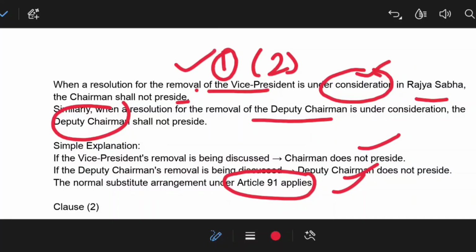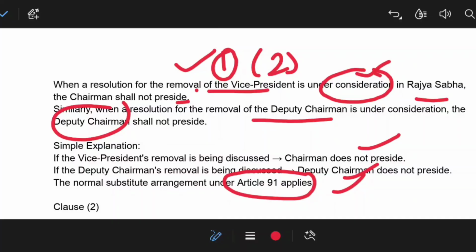In clause 1, when the vice president is acting as president and the deputy chairman is also absent, then who will preside? That will be decided by the president. In the second case, let's suppose that due to any reason the chairperson and deputy chairman are both absent, then who will preside? Then the house will decide. So these are two different circumstances, and both have a solution provided in the Constitution. You should keep that in mind.